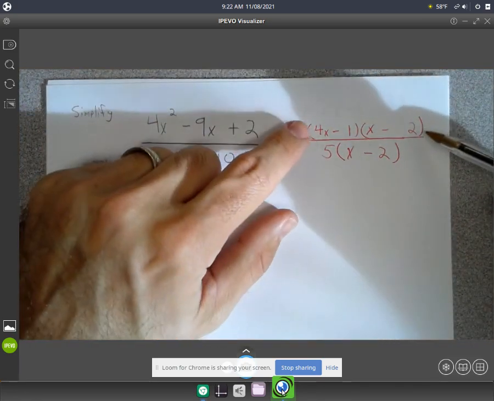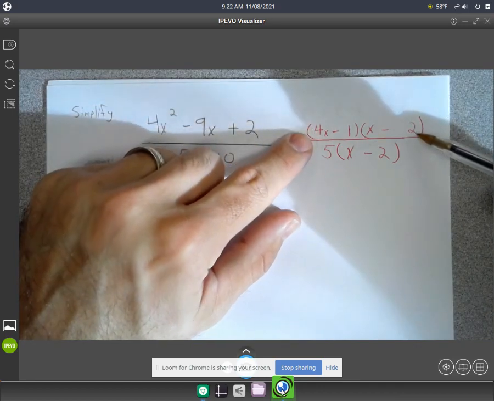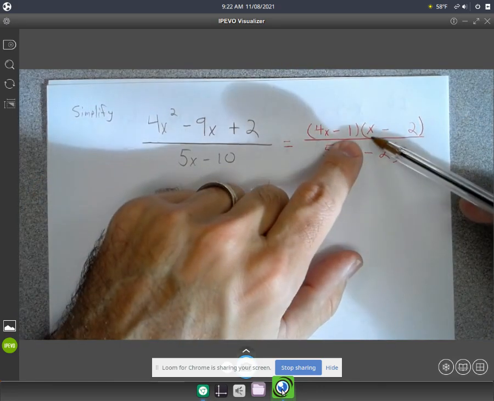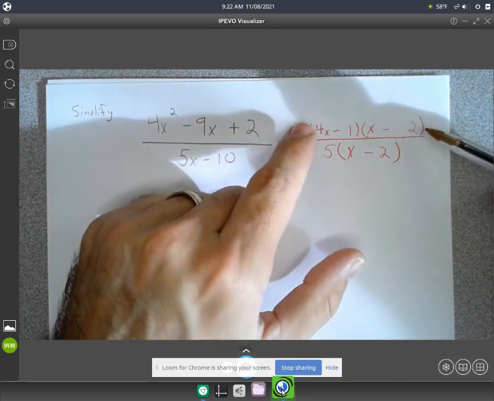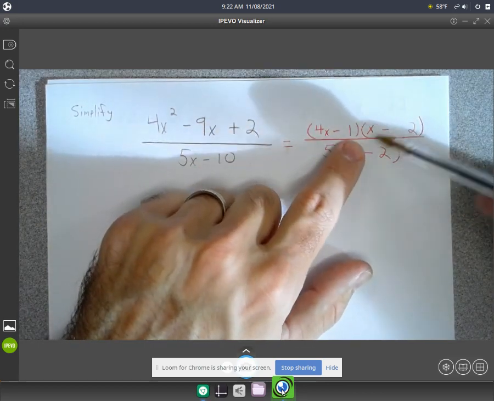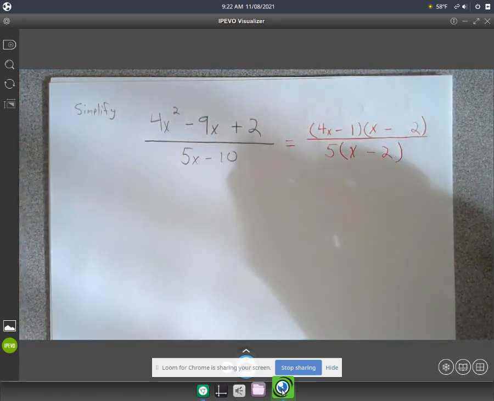So if you check this, you get a 4x and a 2, that will give you an 8, and then a 1 and an x, that'll give you a 1x. And the idea is 8x and 1x, that's where your 9x comes from.